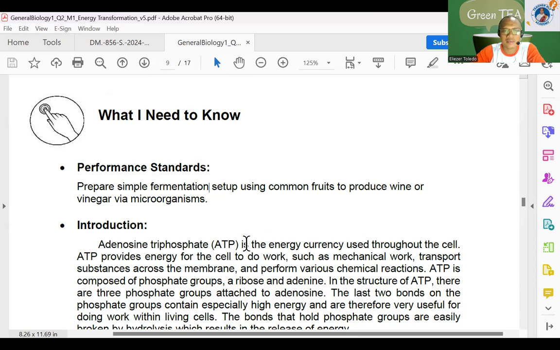Okay, ATP is adenosine triphosphate. Take note, it is triphosphate. Tri stands for one, two, and three. Energy currency. Oh, sir, how is that being used throughout the cell? Sir, I thought it is glucose.